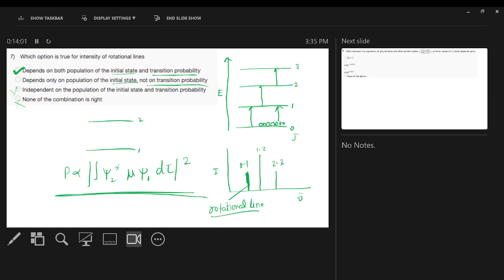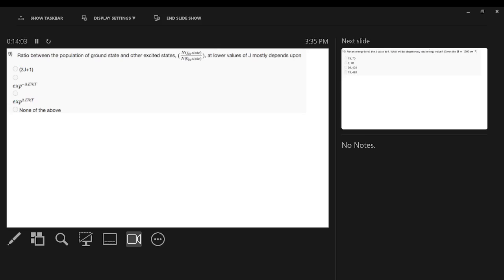Now coming to the next question. The ratio between the population of the ground state and other excited states at lower values of j mostly depends on which term? I wrote this equation, correct?